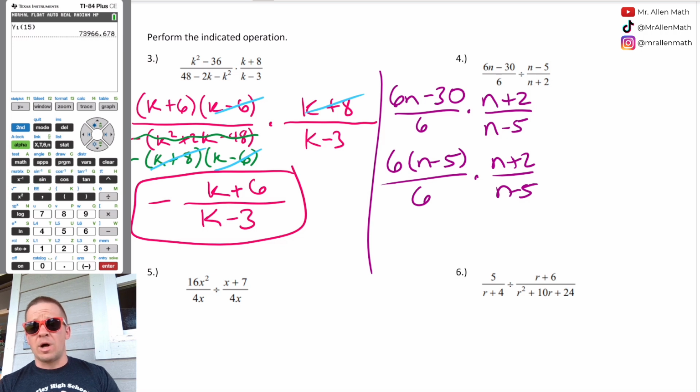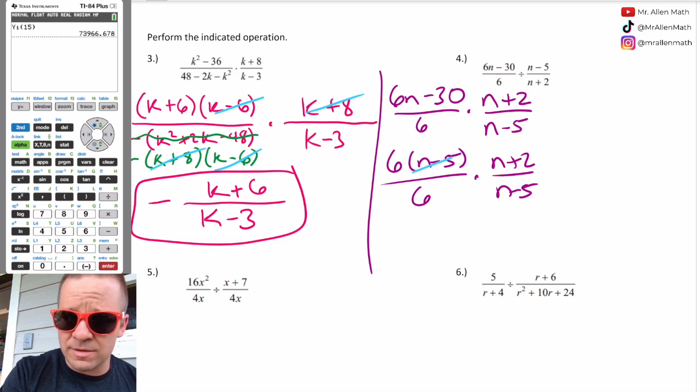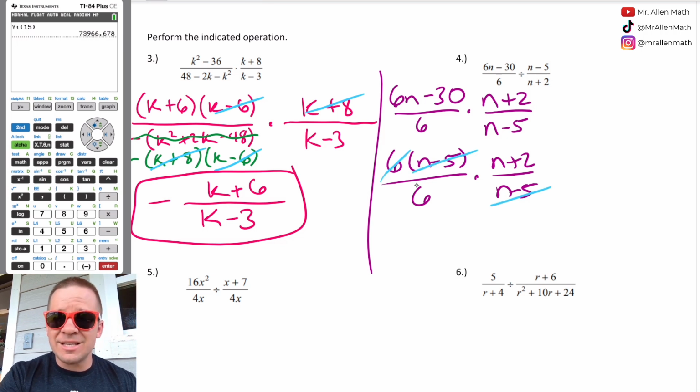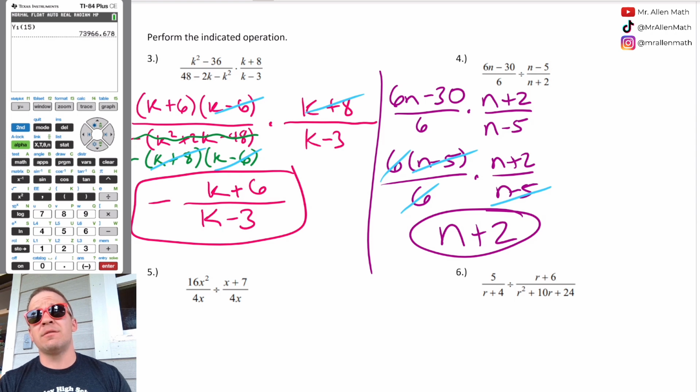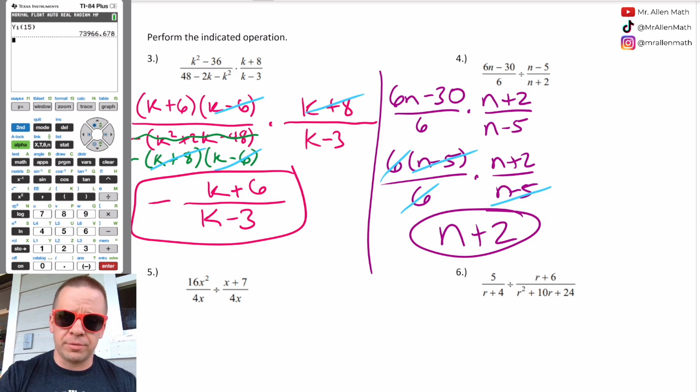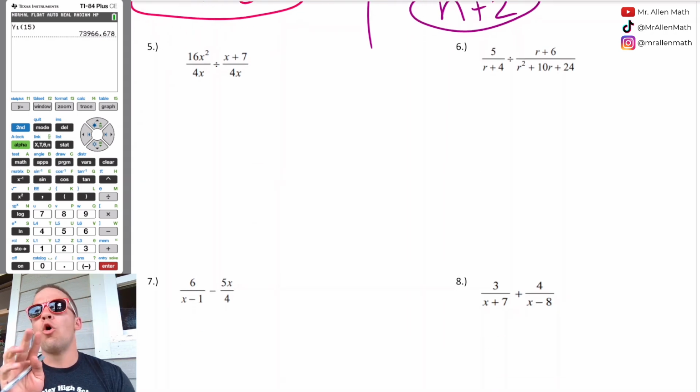Now, what can we cancel? Well, I can cancel these n minus 5s. I'm going to go light blue with the cancel again. And these 6s can cancel. What does that leave me with? It leaves me with n plus 2 and that is in my numerator. So my final answer is just n plus 2. Had that n plus 2 been in the denominator, then we would have 1 over n plus 2. Fun fact, just in case you run into it in the future.